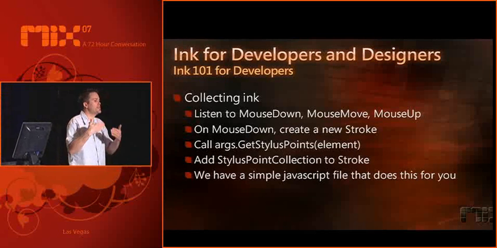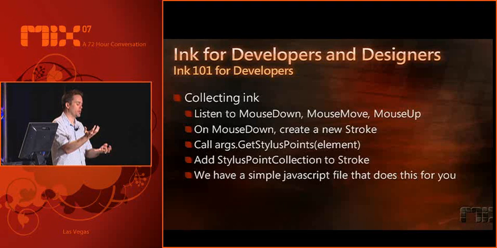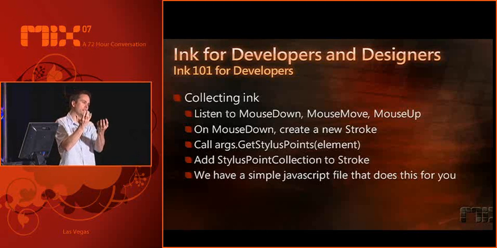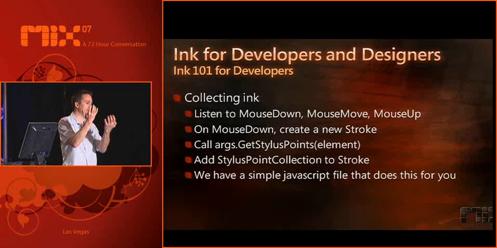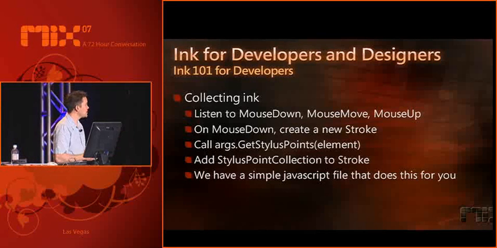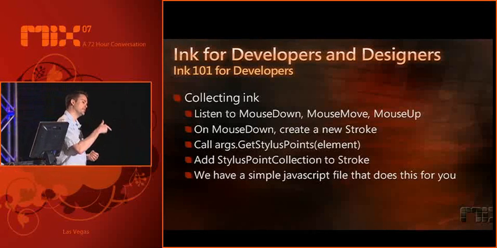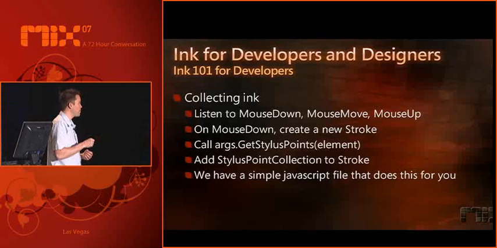But we don't actually raise more mouse moves. We just package them all up in each mouse event. So when you get a mouse event, you can call getStylusPoints, and it'll return to you all of the stylus points that have happened, including the current mouse point, since the previous mouse event. Once we get those stylus points, all we're going to do is add that stylus point collection to the current stroke that we're building up.